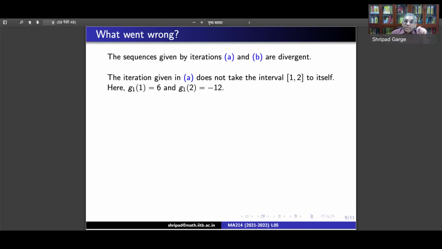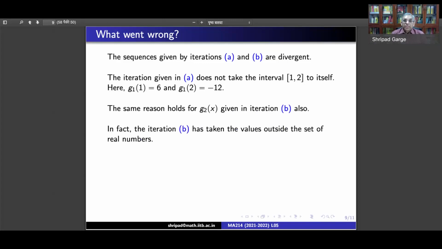So g1 of 1 is 6 and g2 of 2 is minus 12. Therefore, the interval 1 comma 2 is first of all put in the other way, and the bigger values are sent to the smaller values, and it has increased in magnitude. g1 increases it, then g1 squared will make it even bigger, and so on. So the values will keep going to infinity.